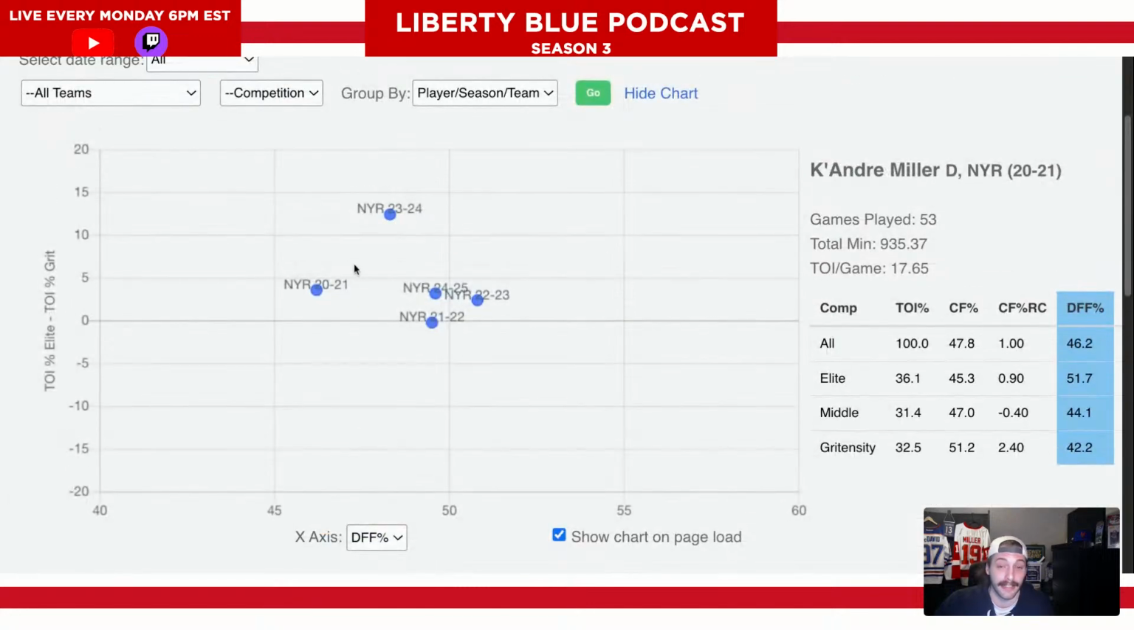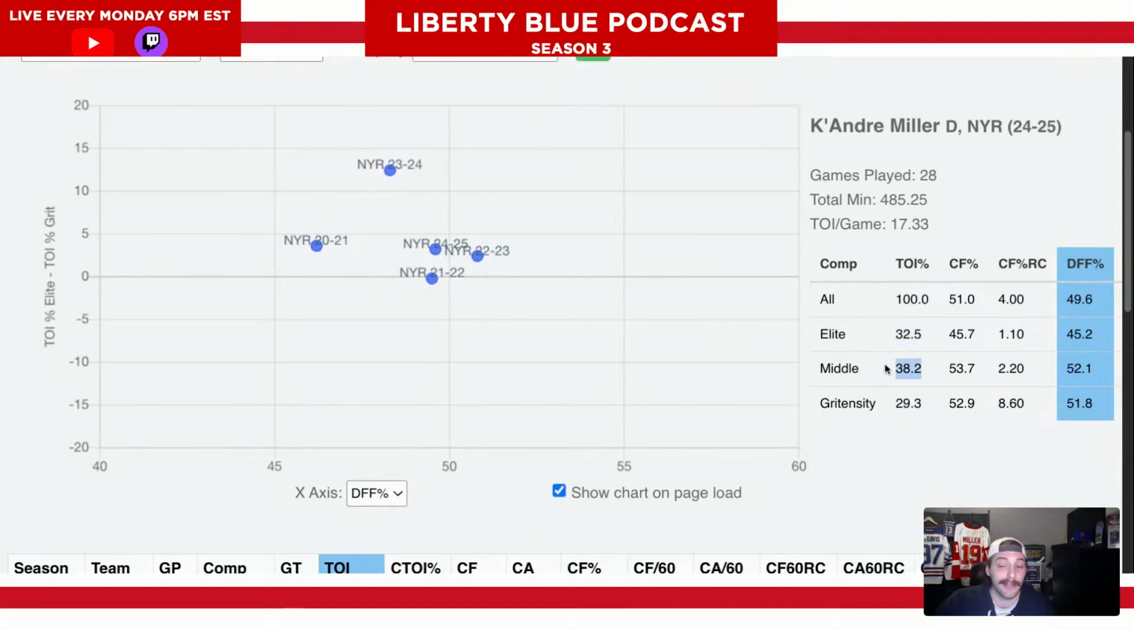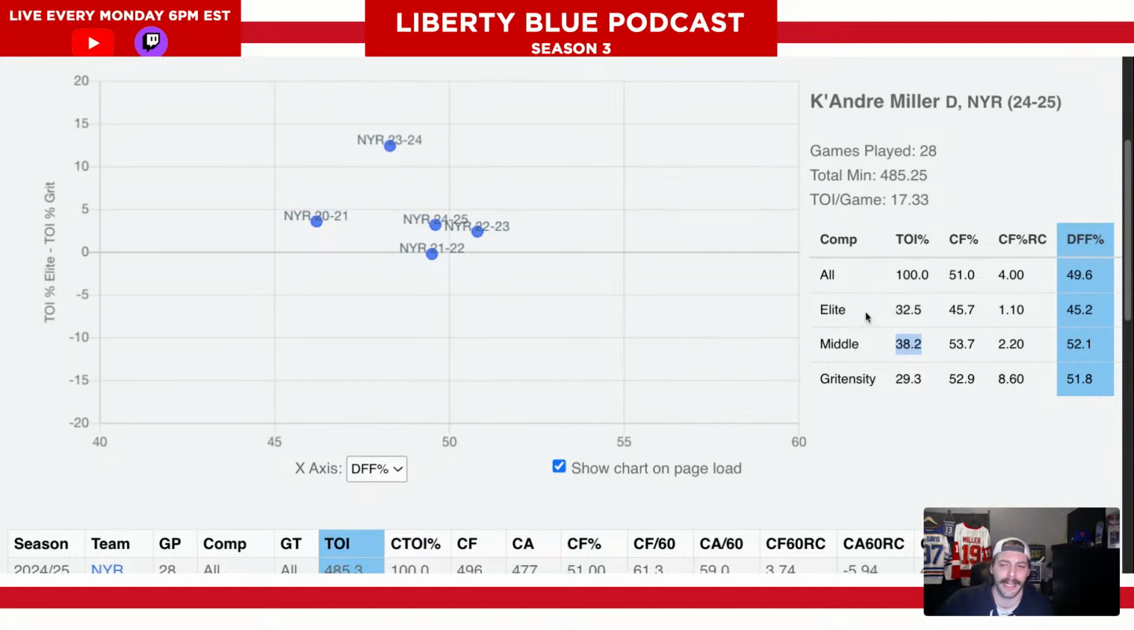That is interesting. But you go to this year, the Rangers have K'Andre Miller playing a bulk of his ice time against meh competition. Middle competition is qualified as second and third liners. Elite is first liners, and grit intensity is fourth liners. But when you look and you see the quality of competition split, where it's 34, 33, 32, 32, 34, 32, 32, 38, that's a lot bigger, a lot less time against lower quality competition. You go back to that first year, 36, 31, 32, and then 23, 24 last year.